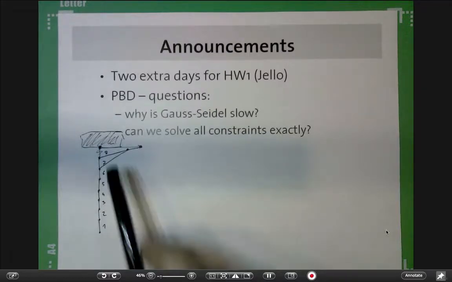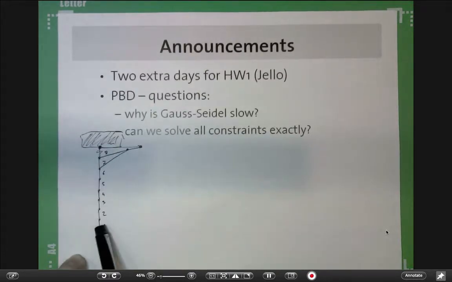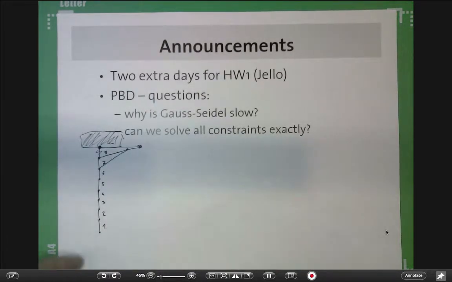Of course, if you ordered it the other way around, if this one was first, this one second, and so on, then this particular example would work perfectly, until you pulled on the other end, of course. So that's one of the problems with PBD.